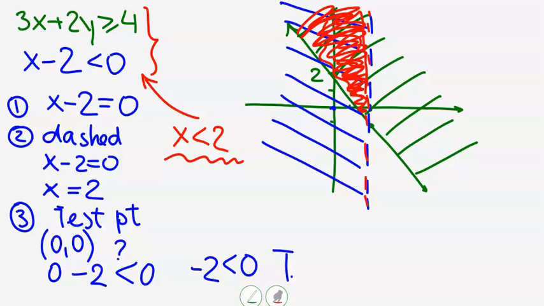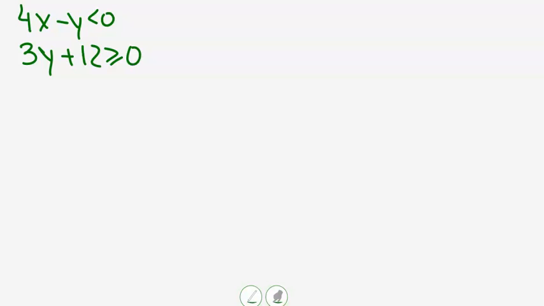Okay, let's have a look at another example. And again, let's have two inequalities. So the first inequality is 4x minus y is less than 0. And another inequality in this collection is 3y plus 12 greater or equal to 0. So again, we need to find all solutions of these two inequalities. So all those points which would make the inequalities true statements at the same time.